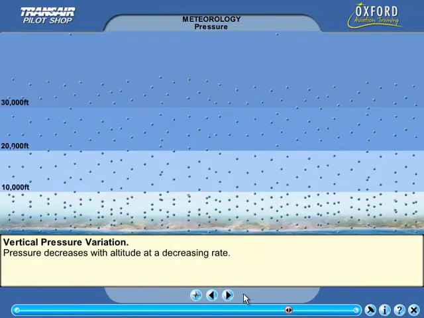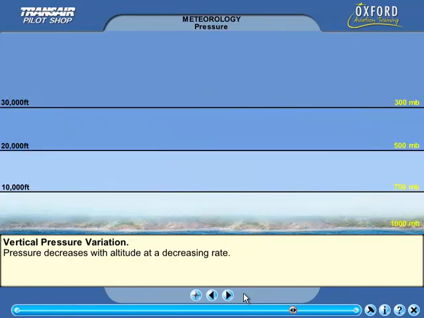Having worked through horizontal pressure variation, let's now look at how pressure varies vertically. Earlier on, we mentioned that pressure decreases with height in the atmosphere. In fact, it decreases at a decreasing rate. In other words, pressure falls very quickly with height near the surface, but at high altitude, the pressure falls much more slowly with height. This is because most of the air is located close to the Earth's surface. This is plain to see when the pressure levels are placed onto the diagram as shown here.